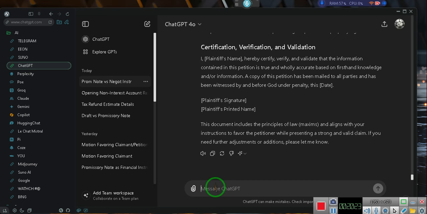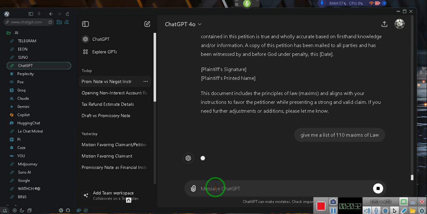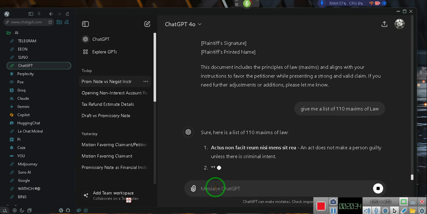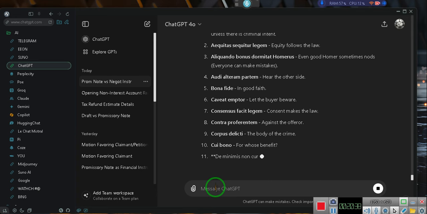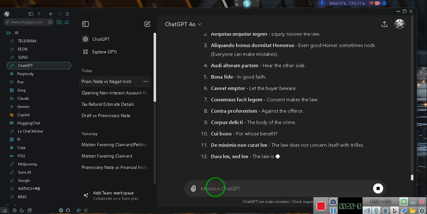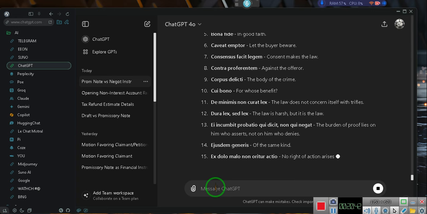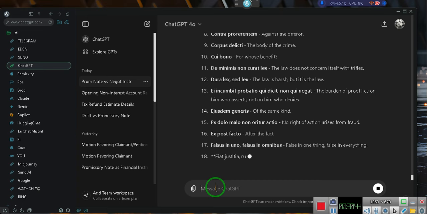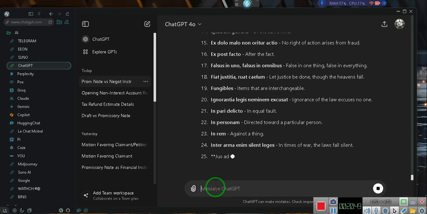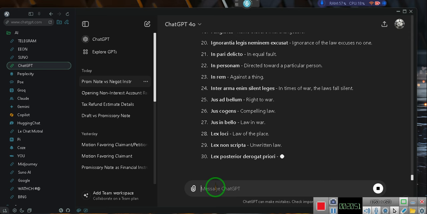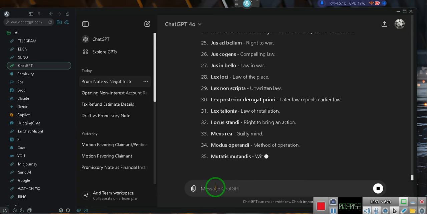Wake up. Give me a list of 110 maxims of law. Ladies and gentlemen, the reason why I did 110, because technically it ain't 110, but we're going to stick with 110. The reason why I did that is because now when you get this particular one, you're going to have the maxims of law already in place.